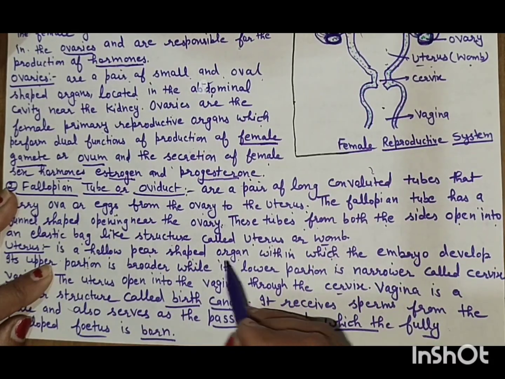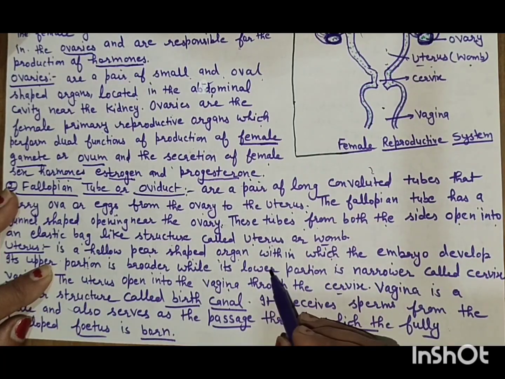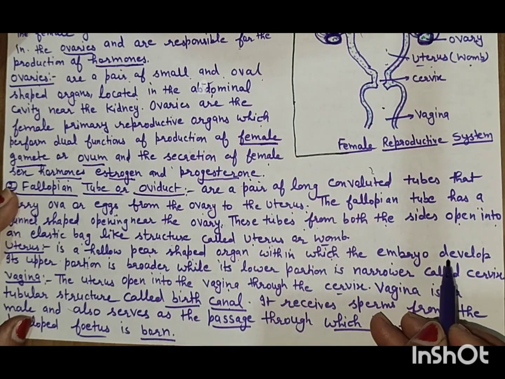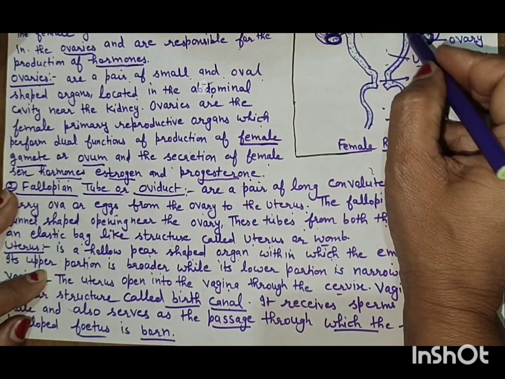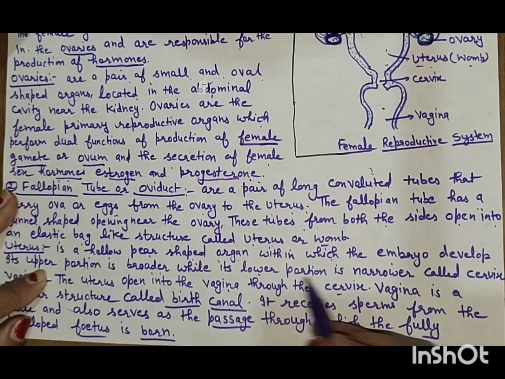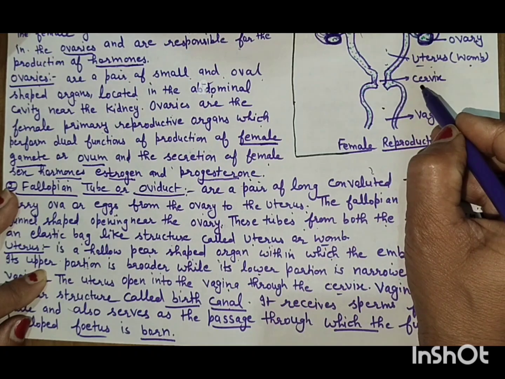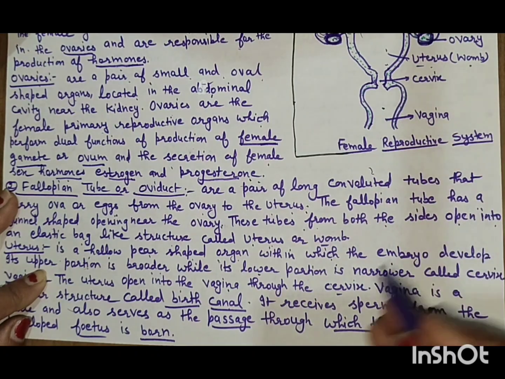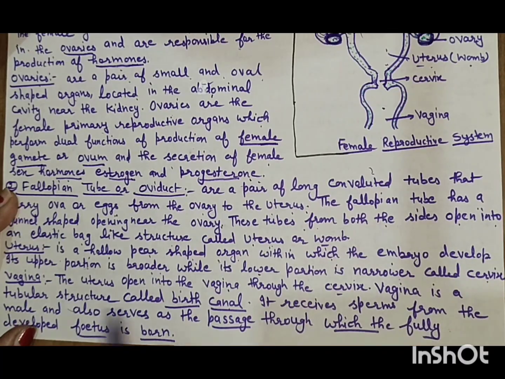It is a hollow pear-shaped organ. This is the uterus, a hollow pear-shaped organ within which the embryo dwells. Its upper portion is broader, while its lower, narrower portion is called the cervix.